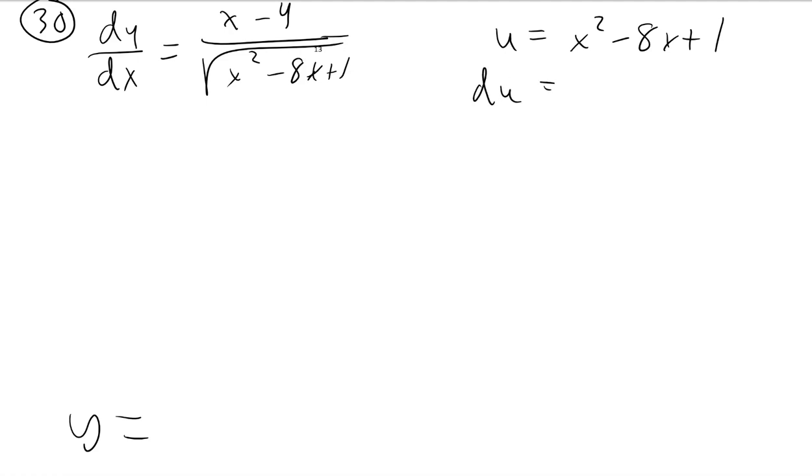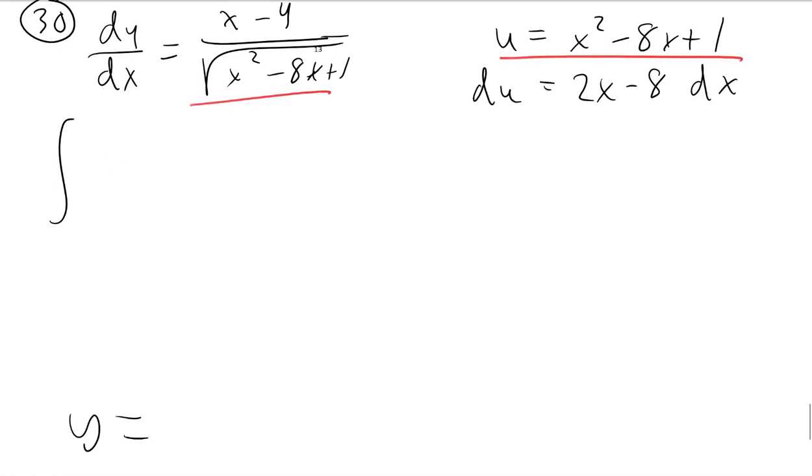Take the derivative of both sides: du equals 2x minus 8 dx. And if these things can be substituted and make this look nicer, then that's a good u. And if it's not, I just start over and try something else. So this looks like u, the square root of u.